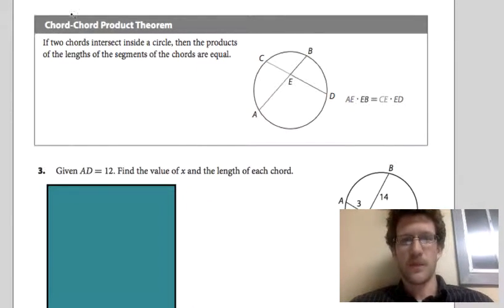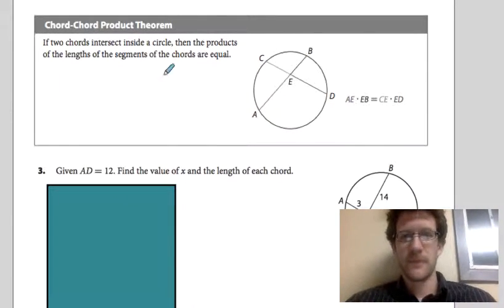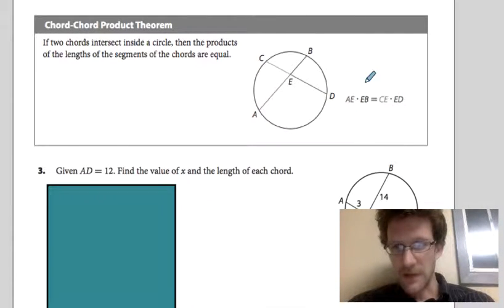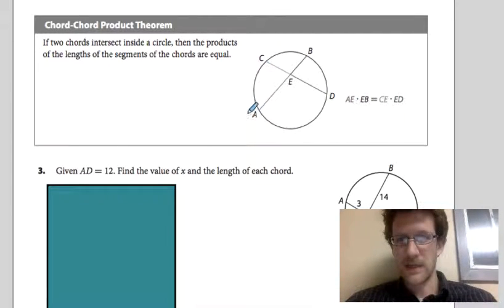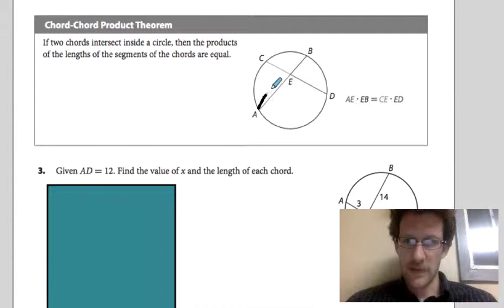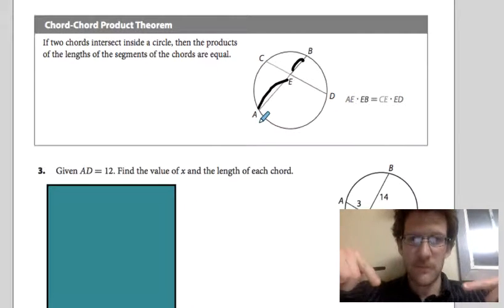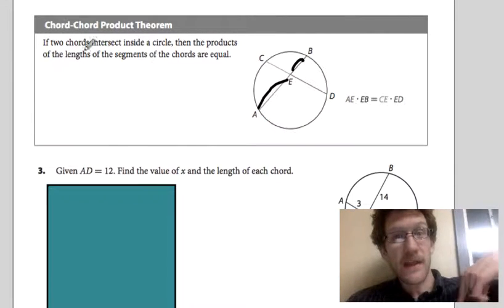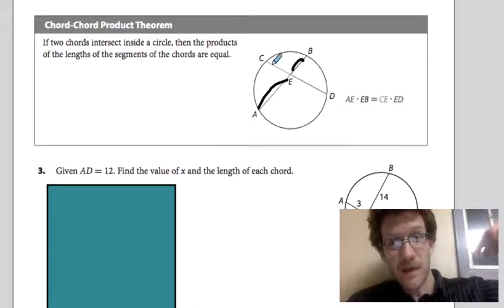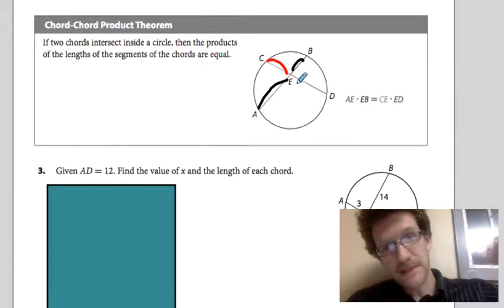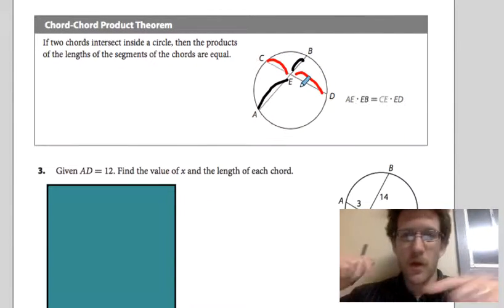So first up, chords. Chord product theorem. It says if two chords intersect in a circle, then the products of the lengths of the segments of the chords are equal. The important part is you look over here at the little formula example and you see that AE times EB, so this segment times this segment, when you multiply them, you get the same number as if you were to multiply this segment times this segment.